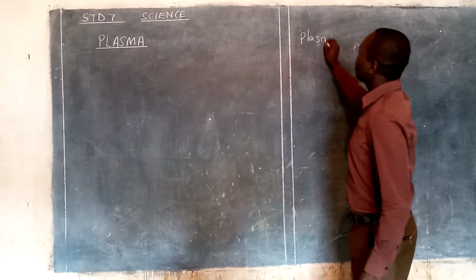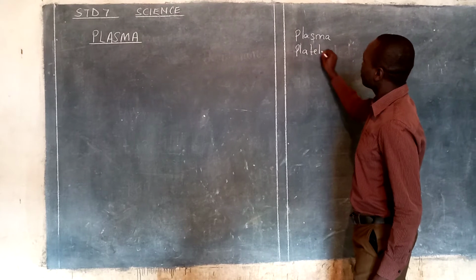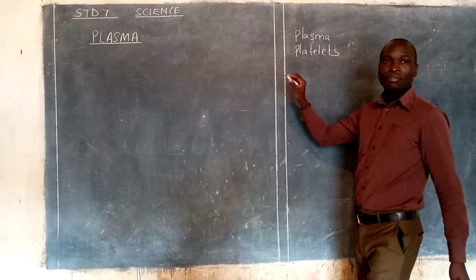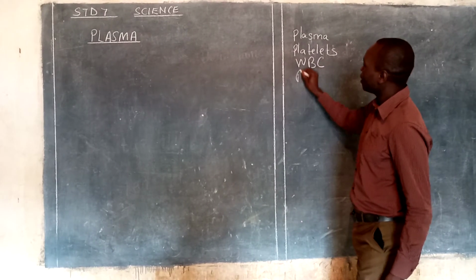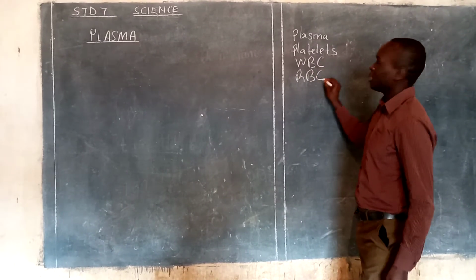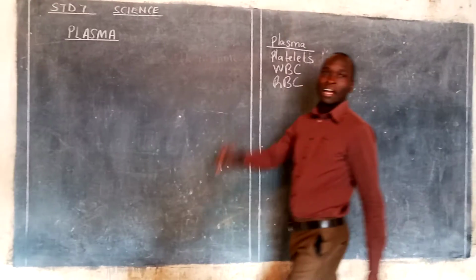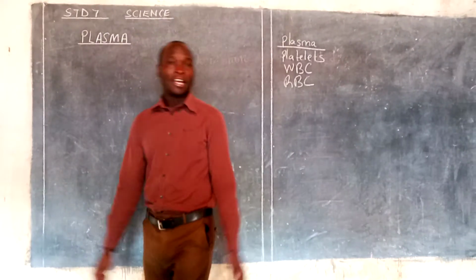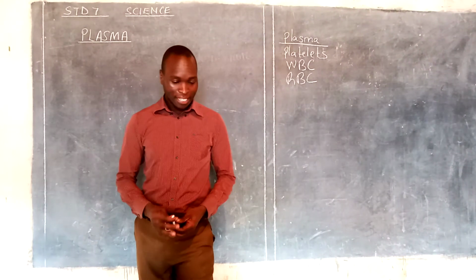plasma, platelets, then the white blood cells and the red blood cells. So for today, we want to look at plasma as a component of blood. So let us look at plasma in details.